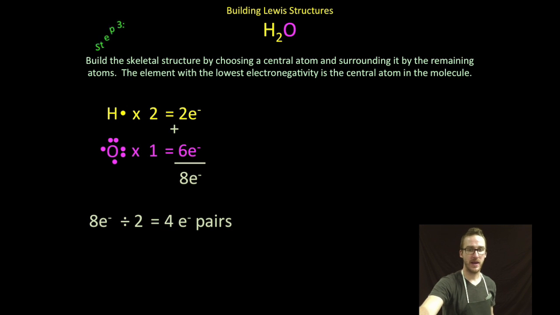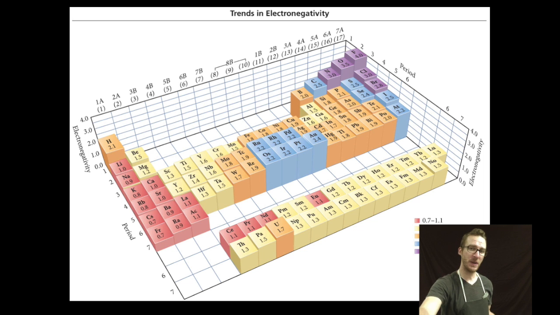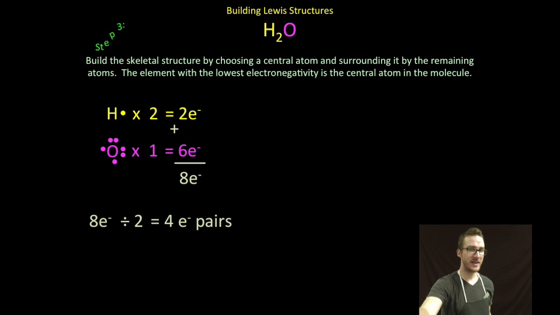Step 3. Build our skeletal structure by choosing a central atom. Again, you're going to go to your periodic table, remember your trend in electronegativity, but in this example, I've got hydrogen as one of my elements, and that one is never going central. So oxygen's going to go in the middle. I'm going to surround it by my other atoms, in this case, just 2 hydrogens.